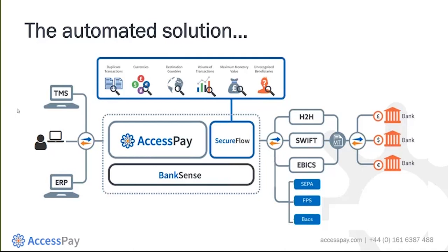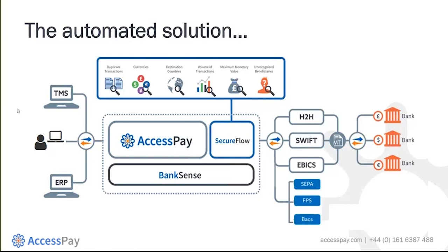So just to touch on a few of the security enhancements that you can get from a payments automation solution. The bank channels typically won't validate anything other than that your transaction's accepted and they'll process it over your account. They don't really offer any insight into risk and fraud around that. Whereas an AccessPay solution, for example, would allow you to check for duplicate transactions, any currencies in there that aren't expected in the file, along with destination countries.